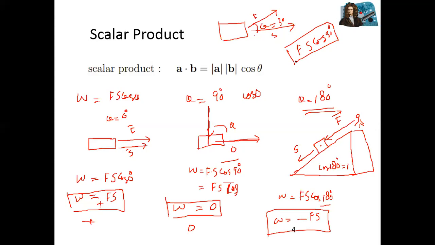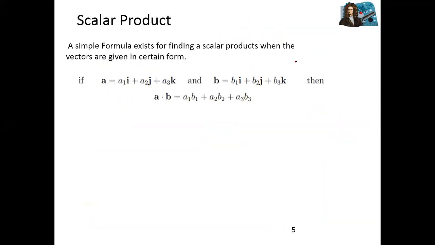Okay, one another thing. When you multiply, for example, two vectors are given, a dot b, so how can you multiply? The simple formula for this: let's suppose a vector is given and its components, where i means x component, j means y component, and k means z component. Same, you have b, the second vector, with x component, y component, and z component.